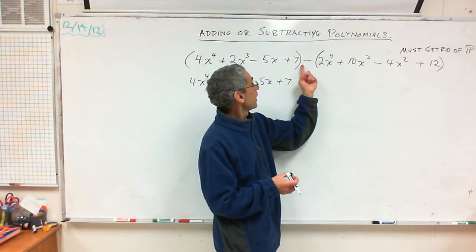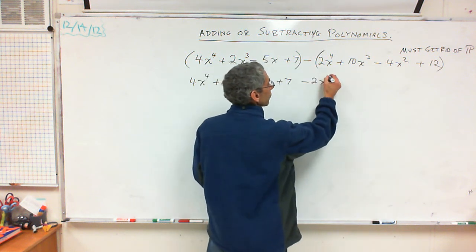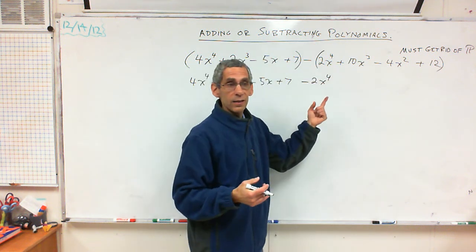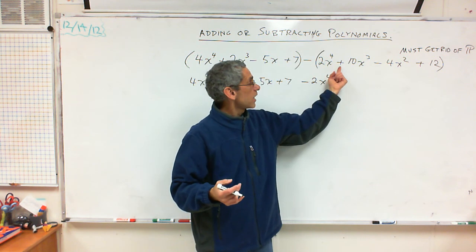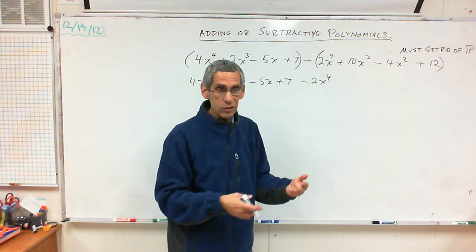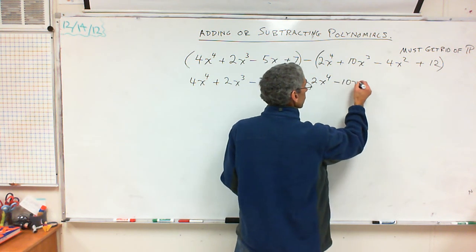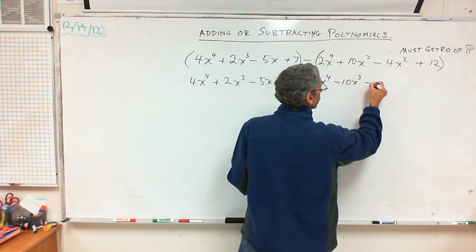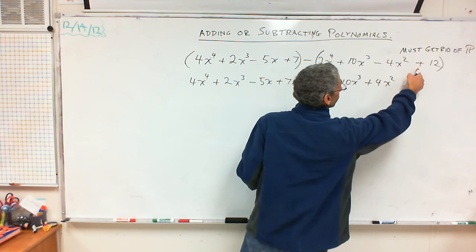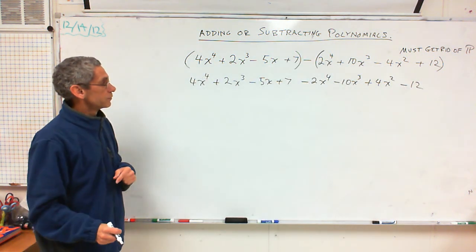So negative times positive is negative. I'm going to just write negative 2x to the 4th. And all I'm doing, everybody looking? I'm just changing every sign to its opposite sign. Whenever you multiply by a negative 1, you just change the sign. So positive 10x cubed becomes negative 10x cubed. Negative 4x squared becomes positive 4x squared. Positive 12 becomes negative 12.